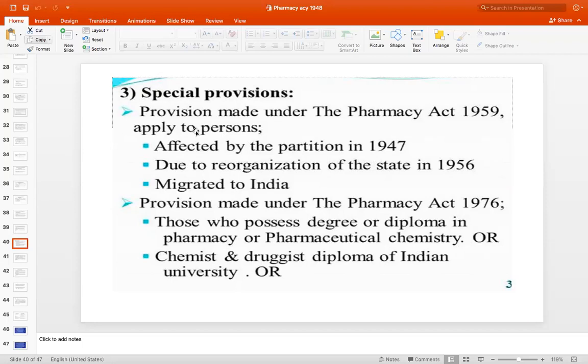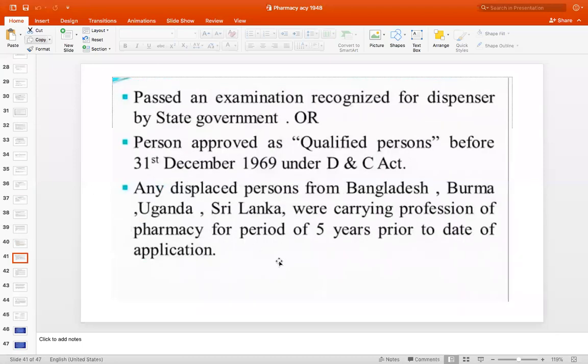Provision made under this Pharmacy Act 1976. Hope you remember this act also, this date also. Those who possess degree or diploma in pharmacy or pharmaceutical chemistry or chemist and druggist diploma in Indian University. That was the basic one. If you are in India, you have to get qualification in India only. Passed an examination recognized for dispenser by state government or person approved as qualified person before 31st December 1969 under DNC Act.